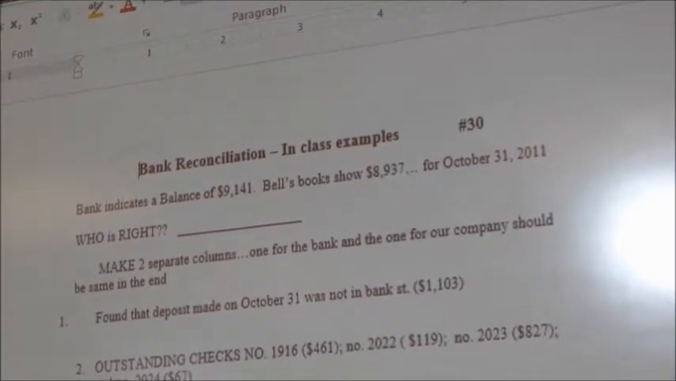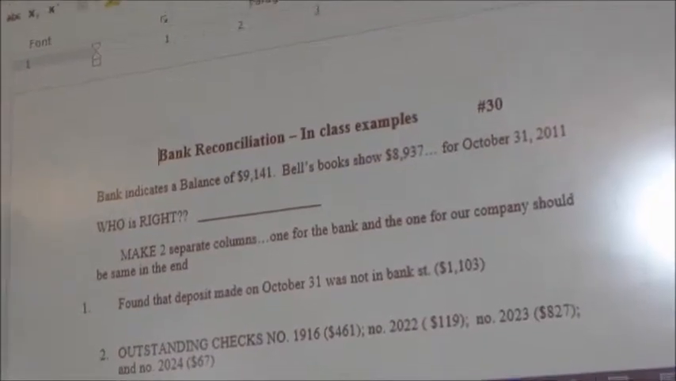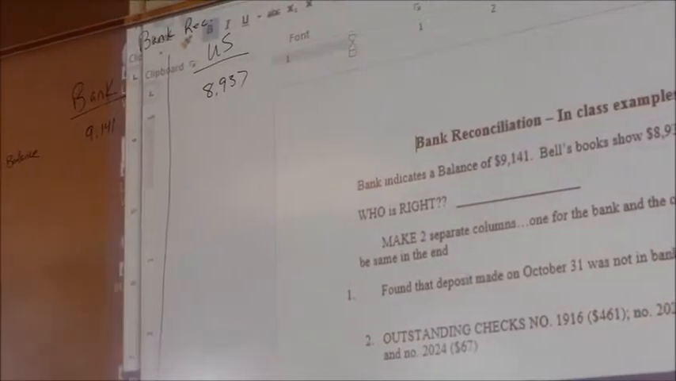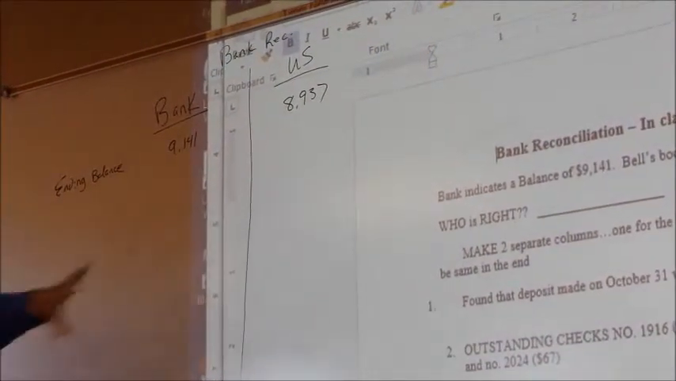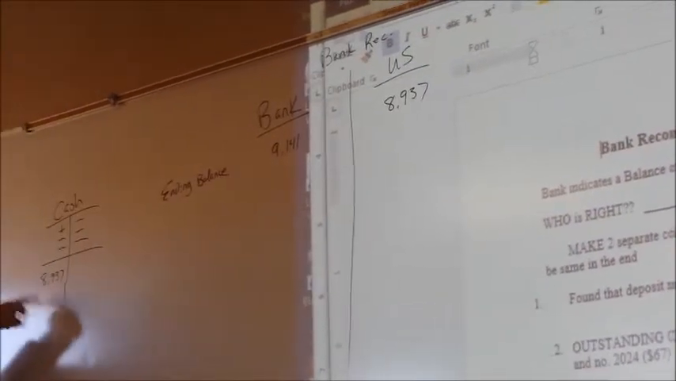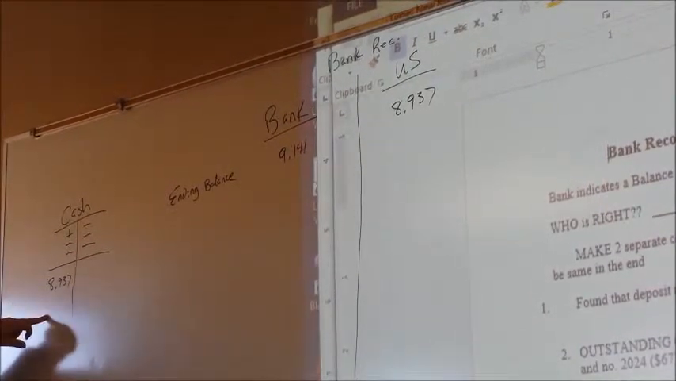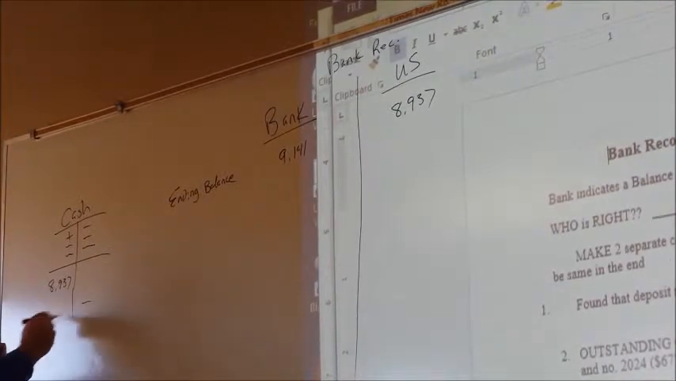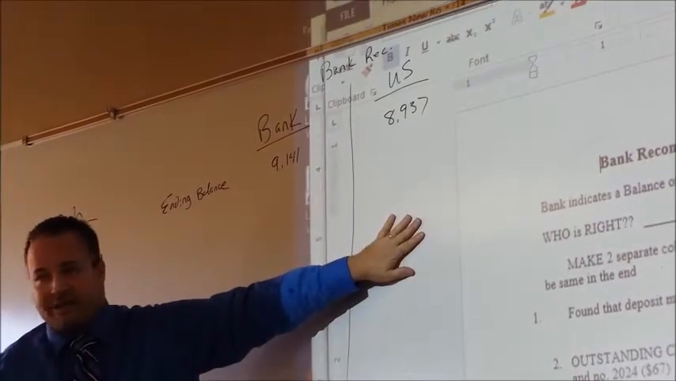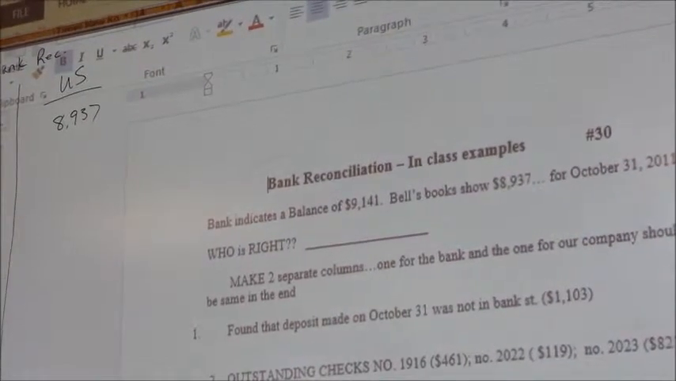Whose numbers do I need to adjust? Now again, this is just a bank reconciliation. Nothing I do on here actually affects the bank's numbers or my numbers. If I'm going to affect this 8,937, what do I need to do? I need to make a what? A journal entry. Just by me putting a number here doesn't affect my cash in any way. I need to go over there and make a journal entry, and we'll do that when we get to it.